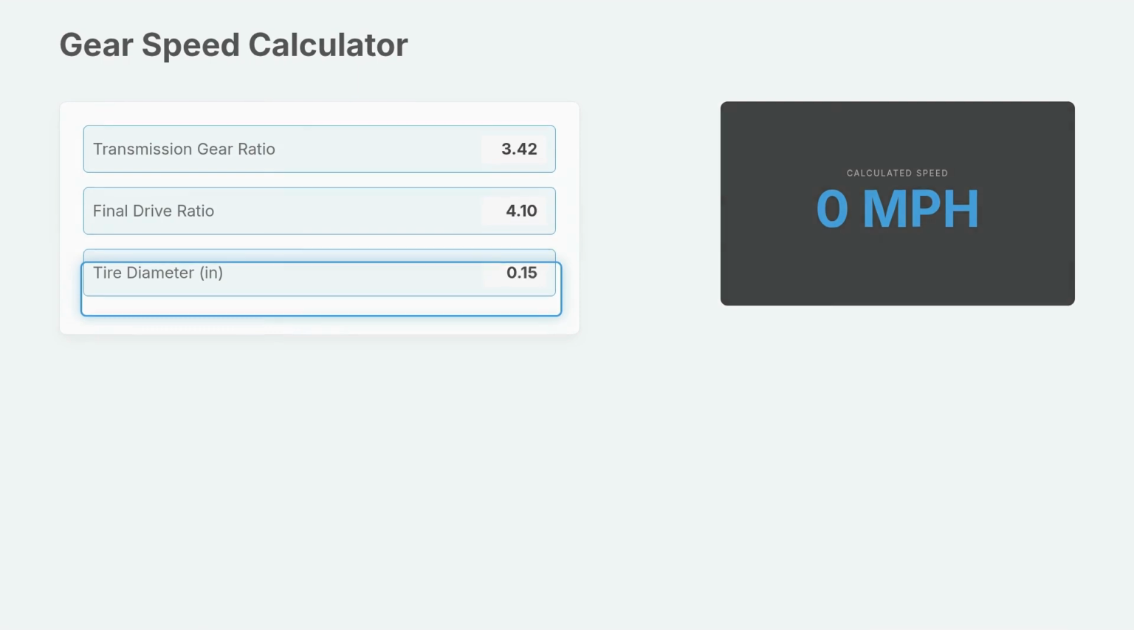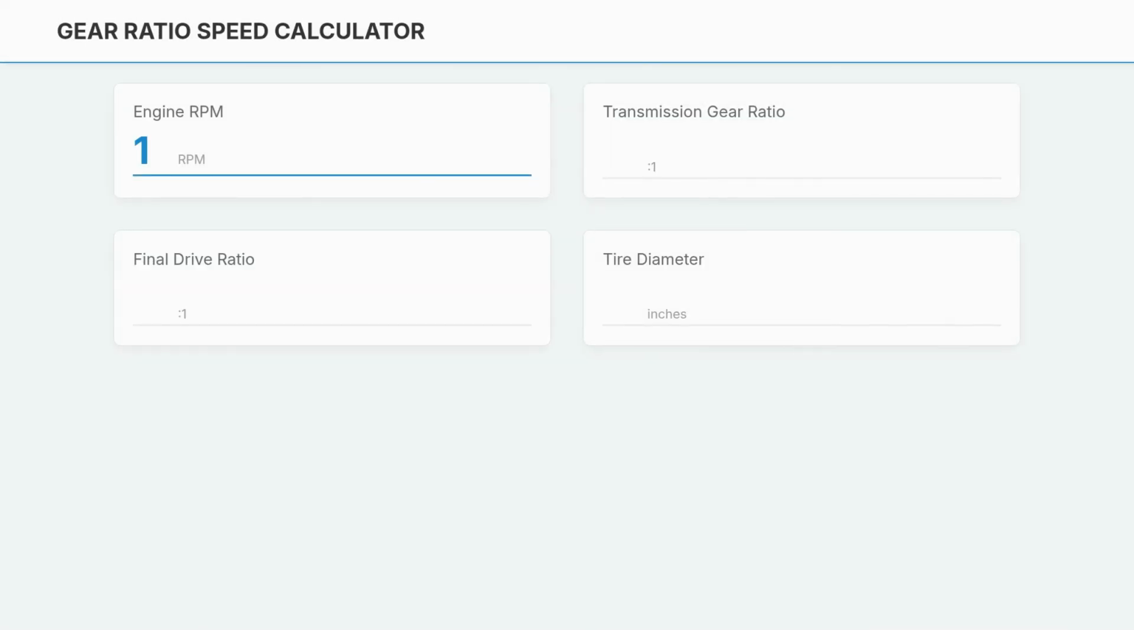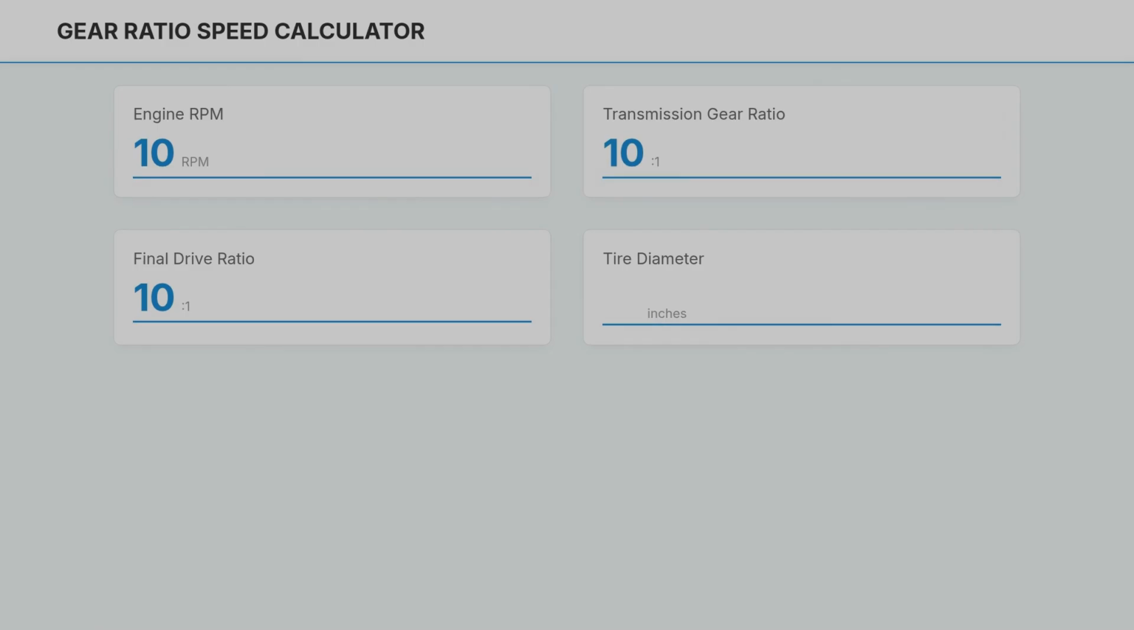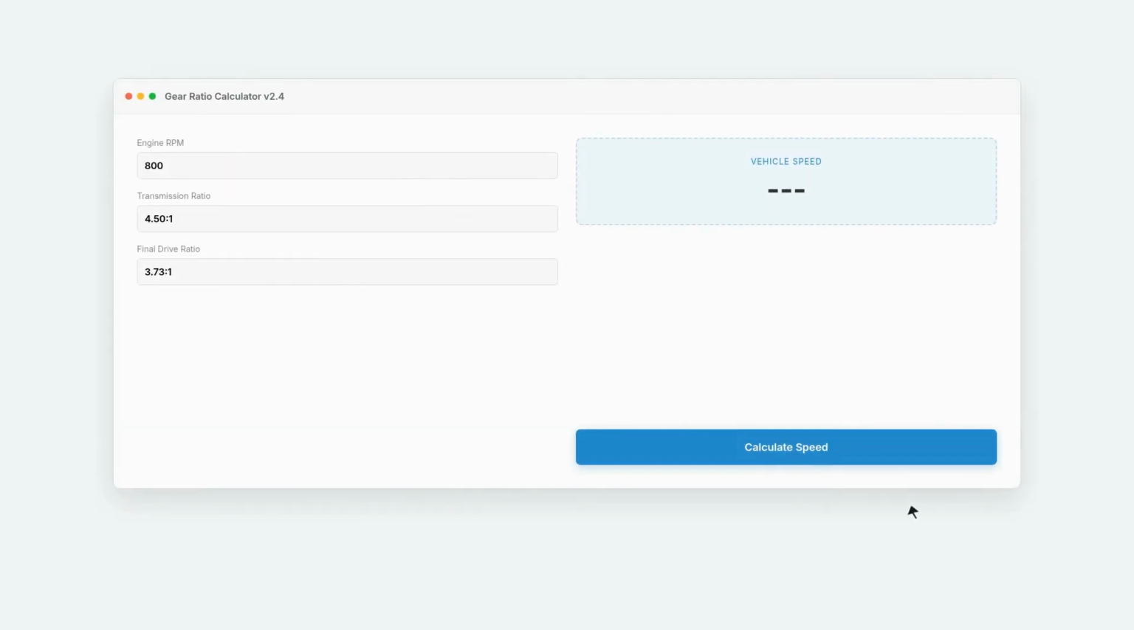Now for a worked example. I'll input 10 for engine RPM, 10 for transmission gear ratio, 10 for final drive ratio, and 10 inches for tire diameter. After clicking Calculate Speed, here are our results.